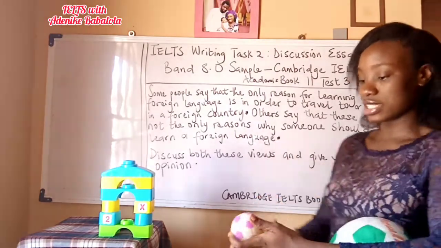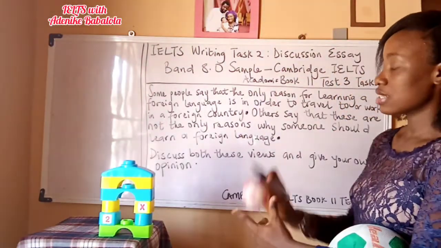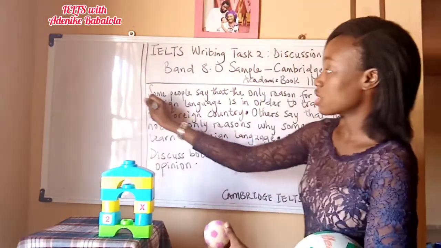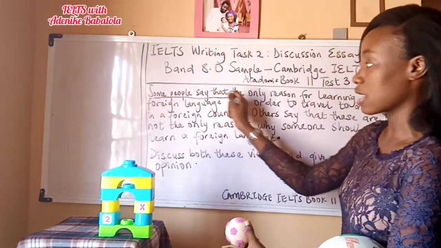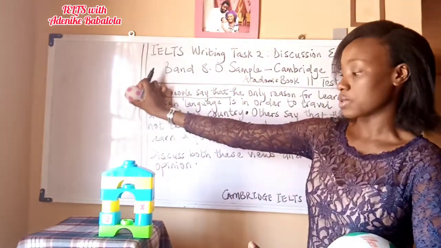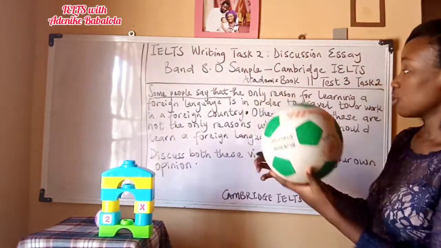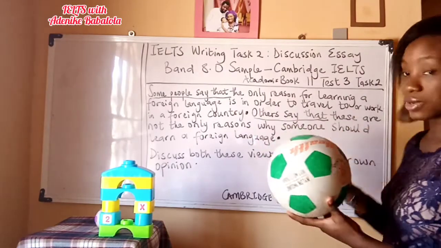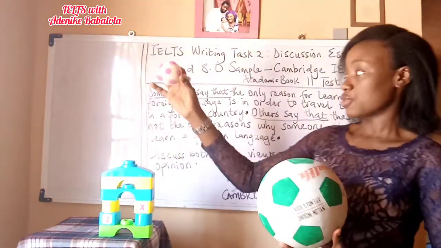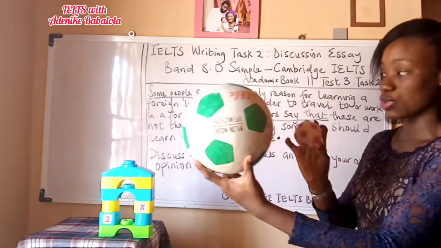So let's do this. Let's assume this is the first view. So this would go with some people say that. So you place this here. This represents some people. And then we have this one for others say that. So this view covers this one, while this view represents this one. So you have the 2 views there.